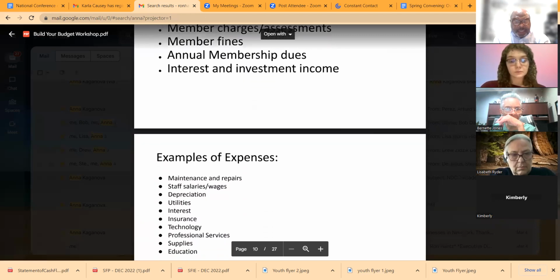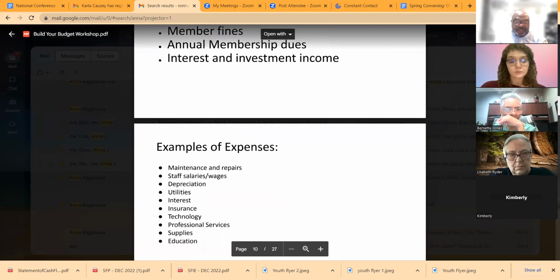Examples of expenses: maintenance and repairs, staff salary, wages, depreciation, utilities, interest, insurance, investment in technology, professional services, supplies, education. Those are looked at as expenses.